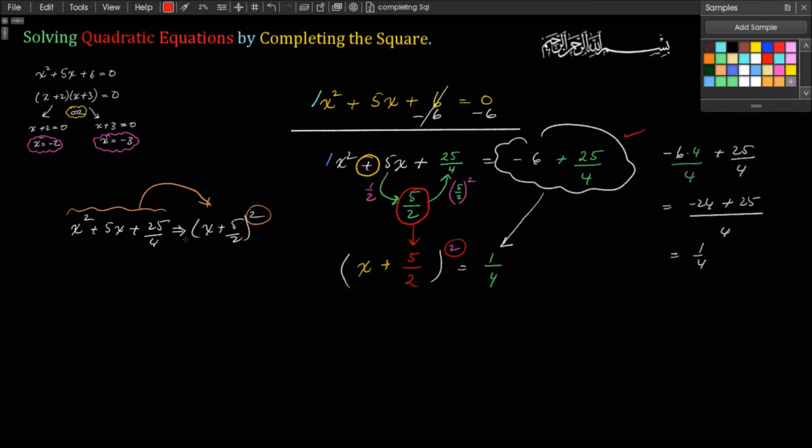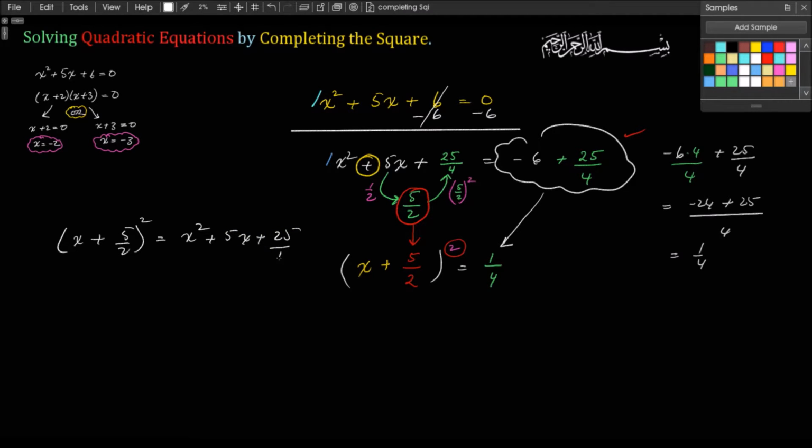Because remember, we are doing all of this so we can in the end take the square root of both sides like this, because that's kind of fun. Now that also means that if you take x plus 5 over 2 and square it like this, and if you were to FOIL this, you would get x squared plus 5x plus 25 over 4. In other words, these two terms are identical.